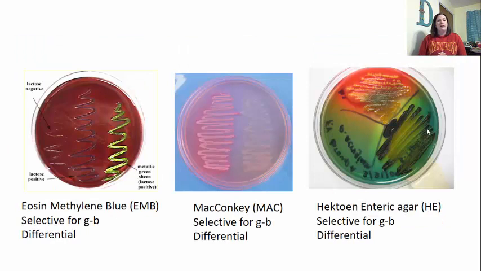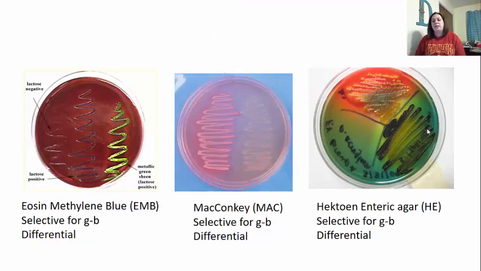All right, another example is the eosin methylene blue or EMB. This is going to be selective for gram-negative bacteria, therefore it's differential. You can see also that some are lactose negative versus lactose positive. They can give that more metallic green color when they are lactose positive. So it's going to be selective for gram negative, but it also is going to be differential for whether they're a lactose fermenter. The next one is MacConkey's, also known as MAC. This is also selective for gram-negative bacteria, so it does not allow gram-positives to grow, and it is also differential where you can see the pink color versus the yellow color.